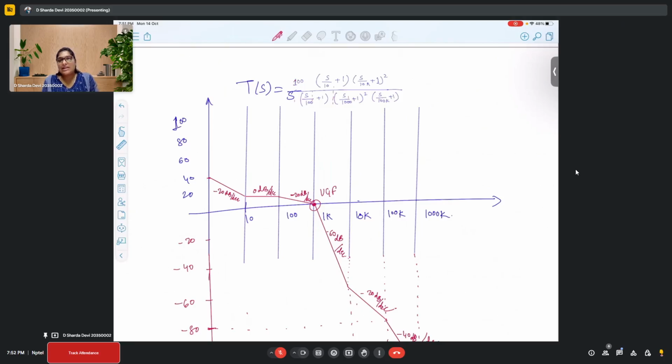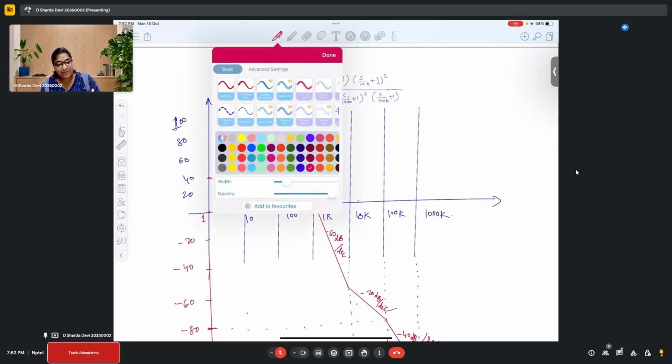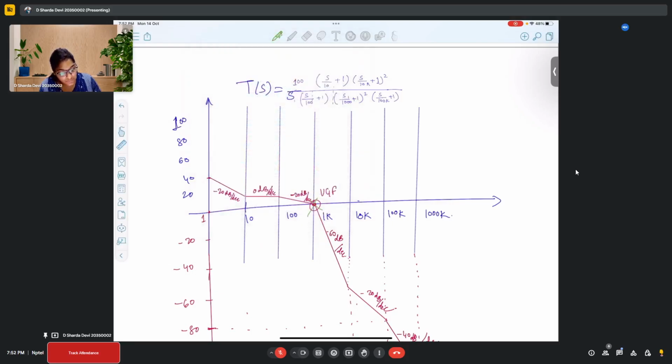No, we'll start from 1 hertz only. This is the point where we start, because the graph should start from the initial point. Now, let's say my first pole would have appeared directly at 1000 hertz only. Then what I would have done is, let's say I'm changing the color. This was my first pole, and this is the second pole.